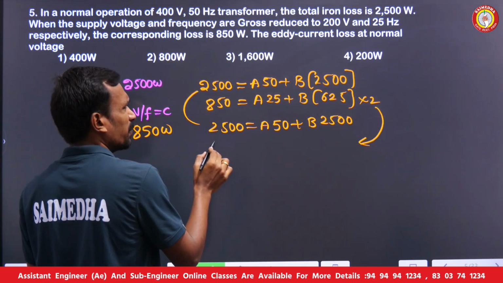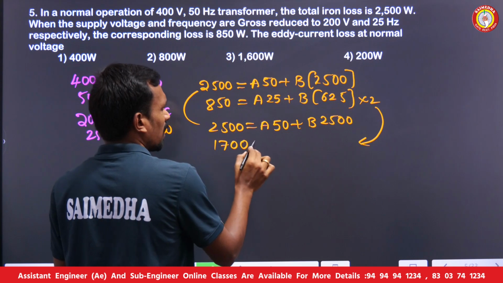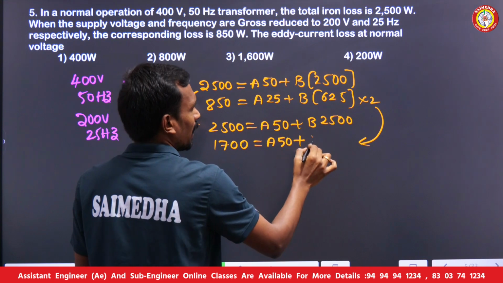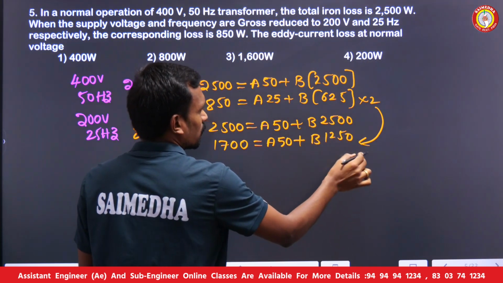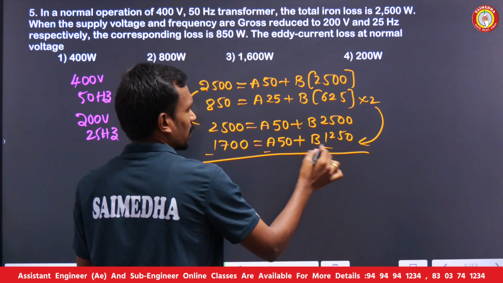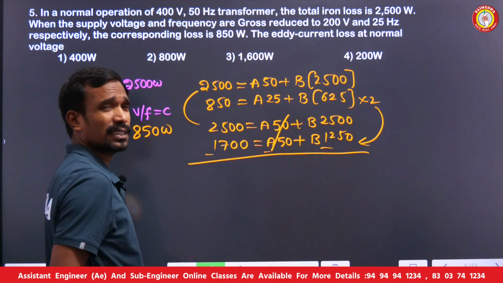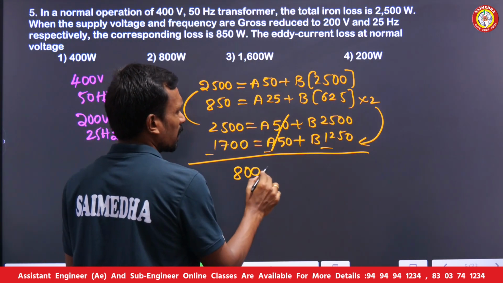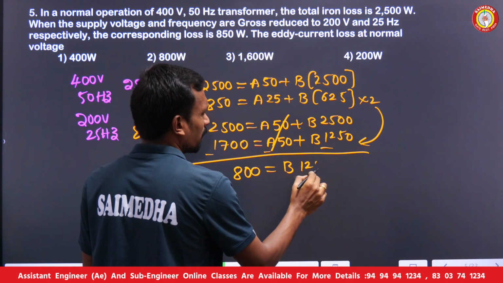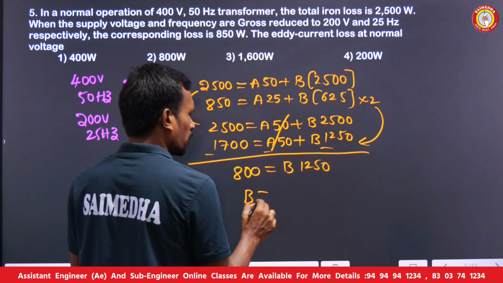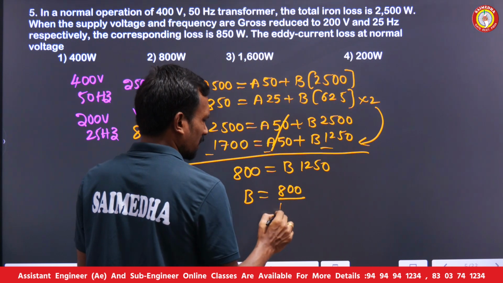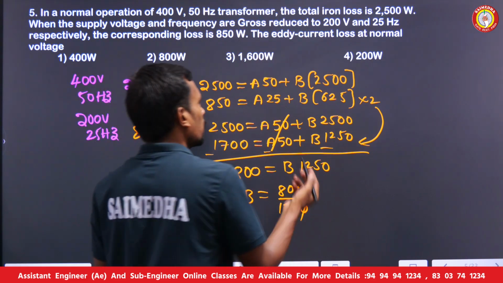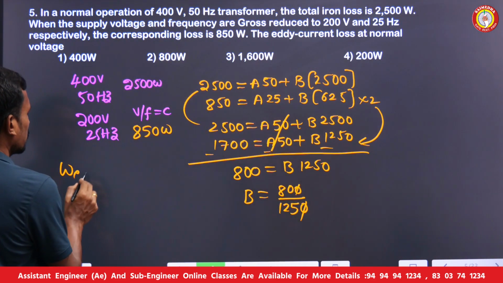Here, 850 becomes 1700. And A into 50 will come here because of 2 multiplied by 2, and this will come here 1250. So take it, this gets cancelled because I need B, that's why I am cancelling A. So here almost 800 is equal to B into 1250. So B is equal to 800 by 1250. Just keep it like this. Otherwise 80 by 125.